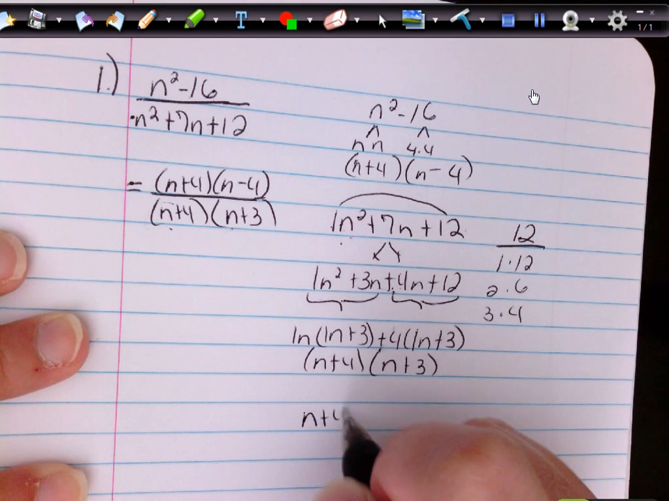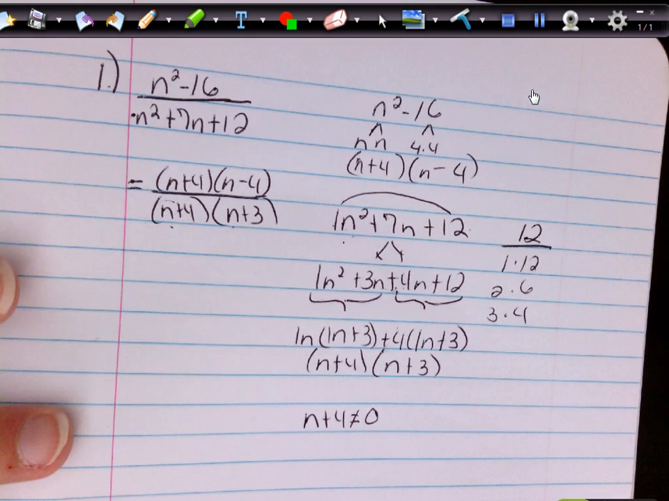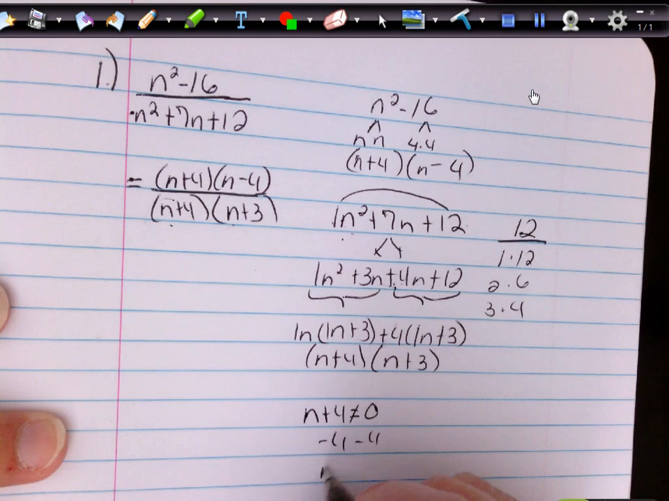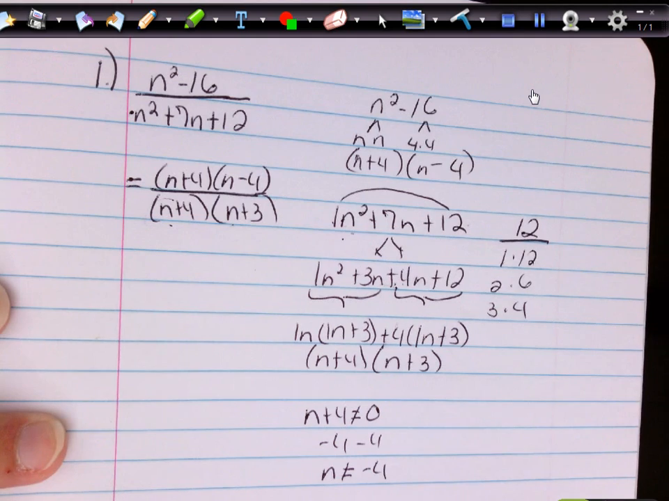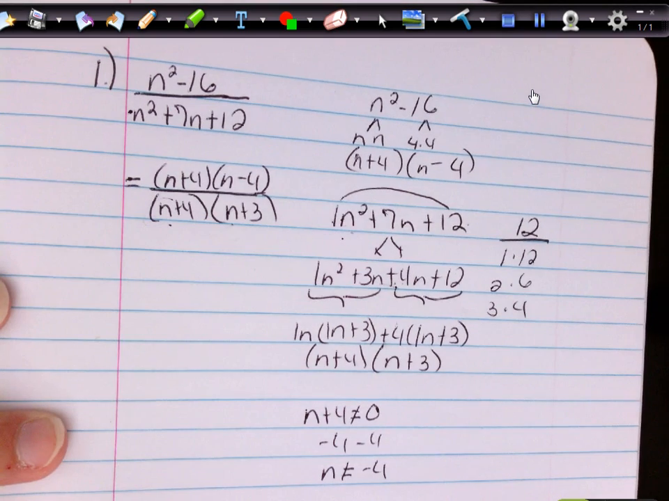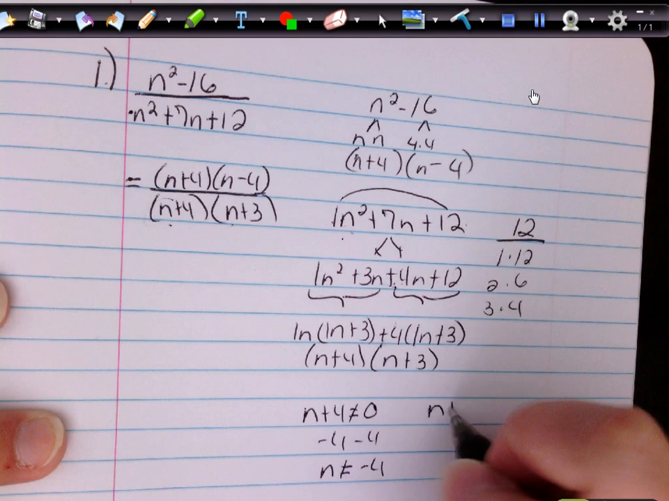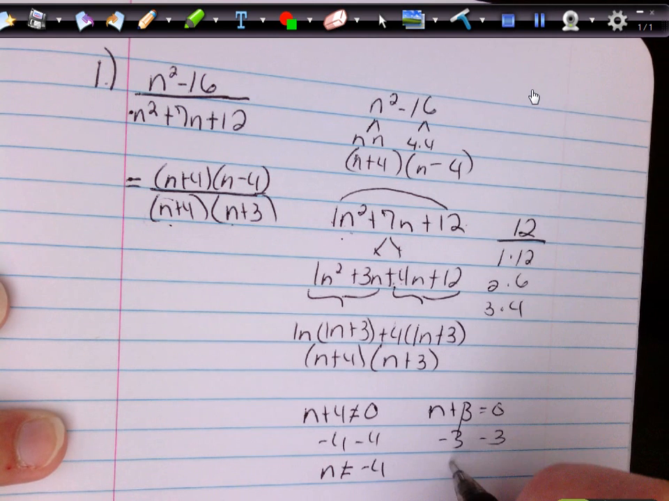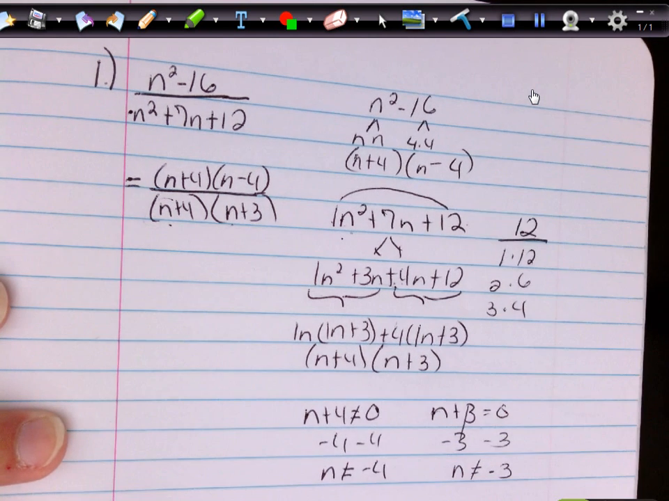n plus 4 equals 0, or does not equal 0. And when I subtract my 4, then I find out that n is not allowed to be negative 4. Because if I plug in negative 4 here, negative 4 plus 4 would give me 0 in the denominator, and I can't have that. Then I set the n plus 3 equal to 0. Subtract the 3. So n is also not allowed to be negative 3.